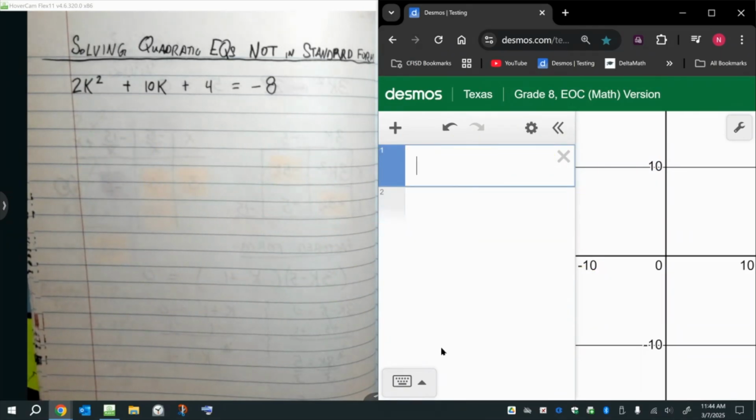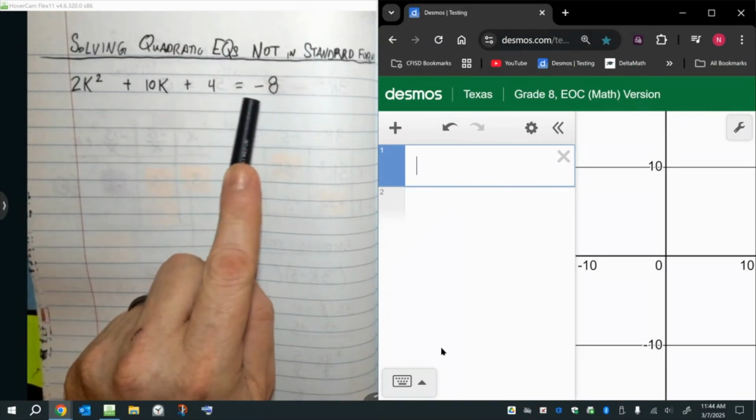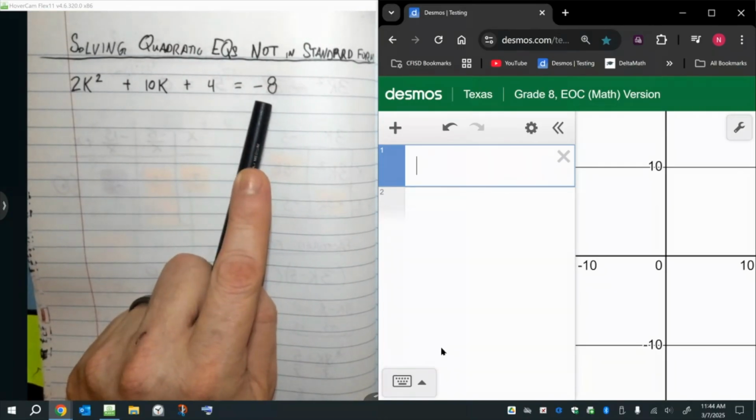So let's take a look at today's edition of Algebra 1. We're going to solve the quadratics from factoring, but it's not in standard form. What does that mean? In other words, it doesn't equal 0. So first thing I need to do is make it equal 0.